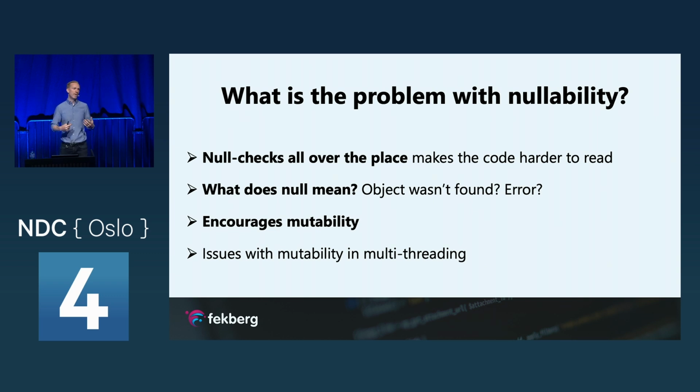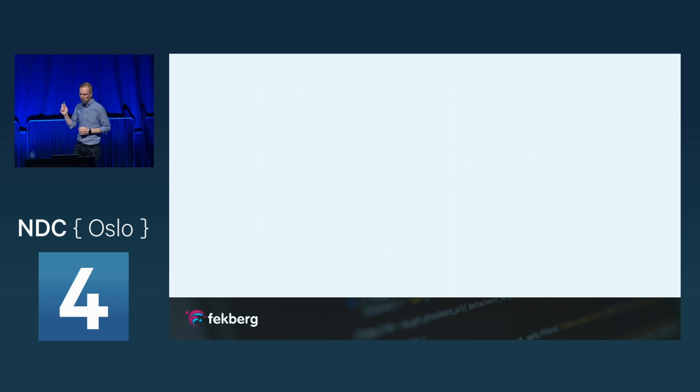If you're building multi-threaded applications or applications that get data at the same time from different places, then you might end up having race conditions, and if you have objects that are not immutable, you'll end up having some issues. So we can fix this.